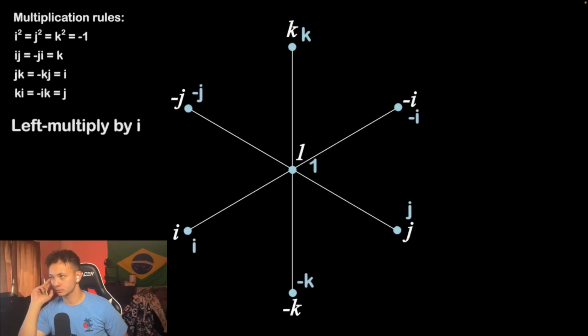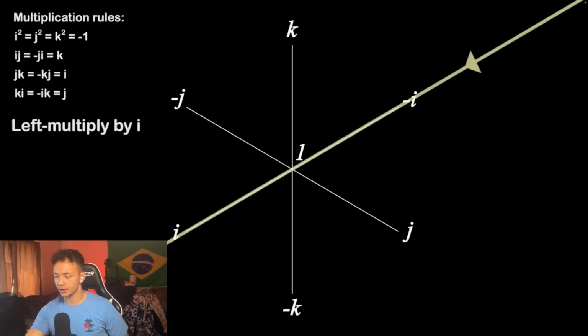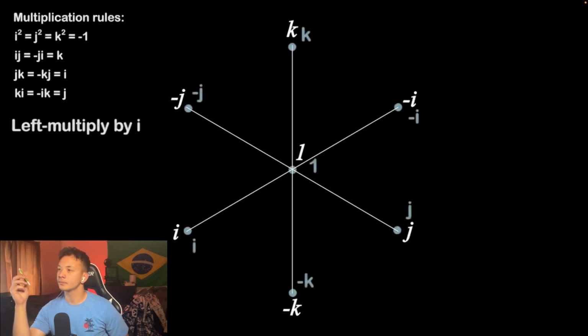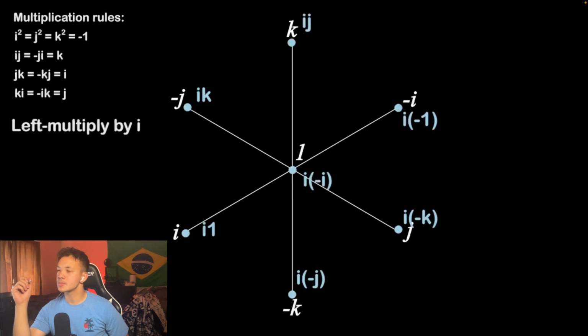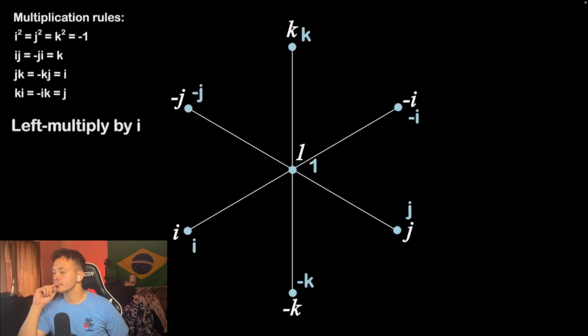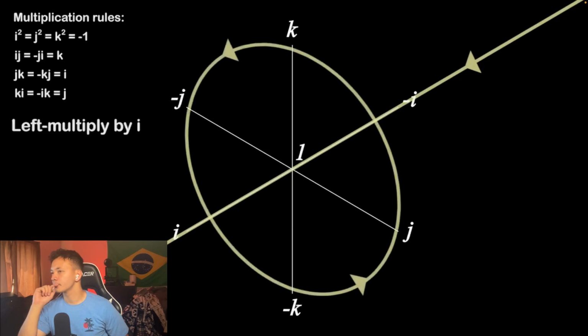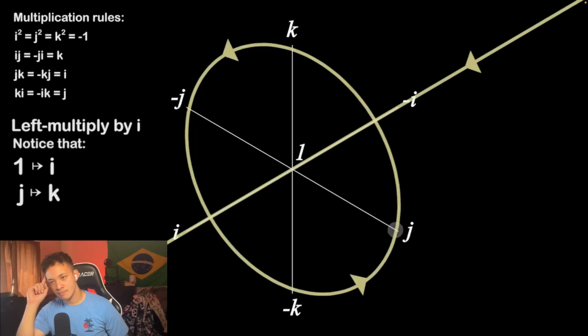It rotates the circle passing through 1 and I. Wait, I need to see that again. What did you just do? You just did fundamental quaternion left multiplying here: 1, minus 1, and each of the fundamental quaternion units by I. It rotates the circle passing through 1 and I, as well as rotating the perpendicular circle that passes through J and K, such that 1 gets mapped to I, and J gets mapped to K.